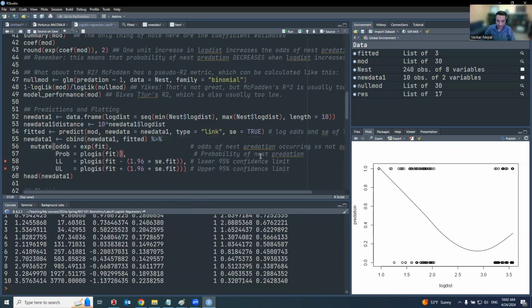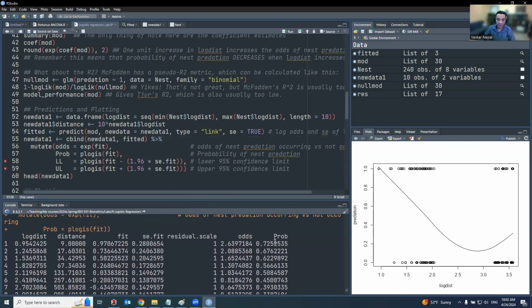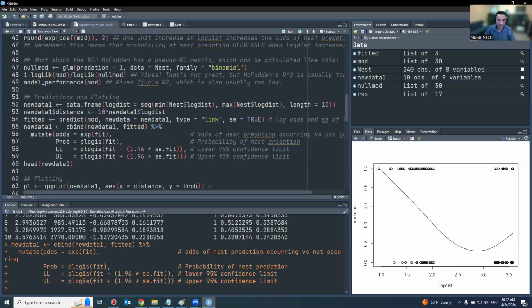Okay. Then we can also get the 95% confidence bands for these probabilities by, again, first we will subtract 1.96 times the standard error of the fit. So this gives us the lower confidence band, and this gives us the upper confidence band. But both of these happen at the link scale. Now we need to convert that to probability by, again, using plogis. So now let's run all of this, and then we will see what it gives us.